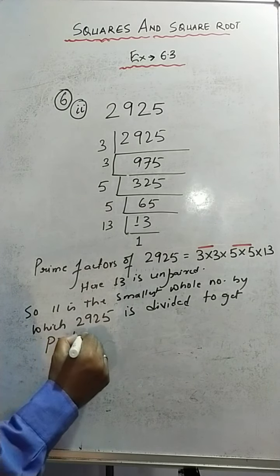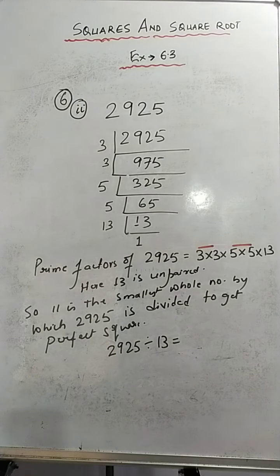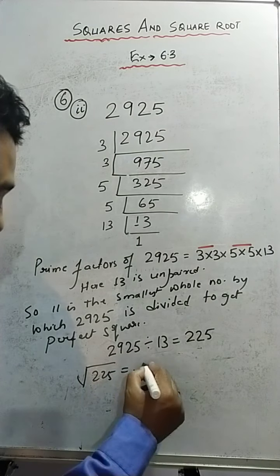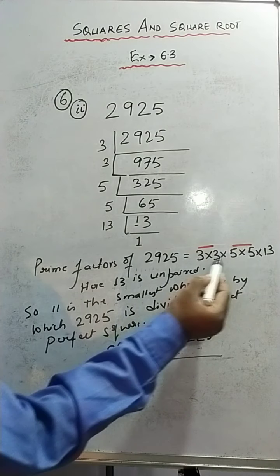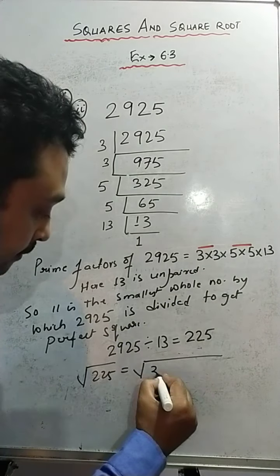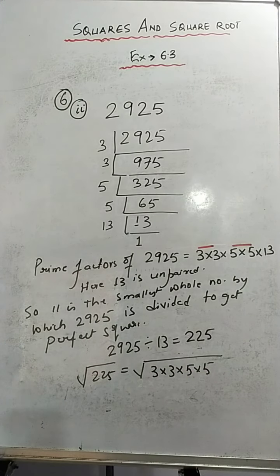Now we'll divide 2925 divided by what? 13. Fine. So what answer should I get? I will get 225. Now I will get the square root of 225. It's easy. So what are the prime factors of 225? We can get it from here only because we are removing 13. So these are the leftover prime factors. So we'll just write 3 into 3 into 5 into 5.